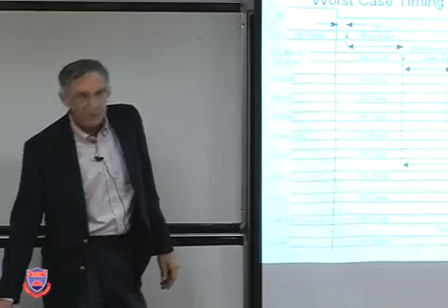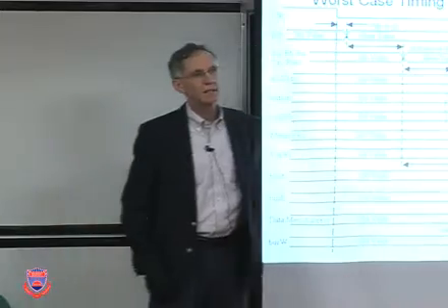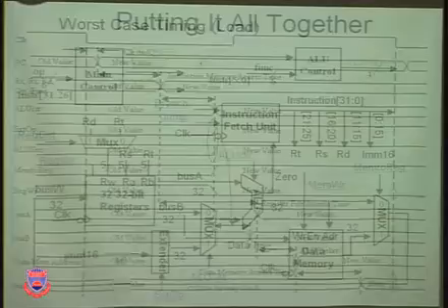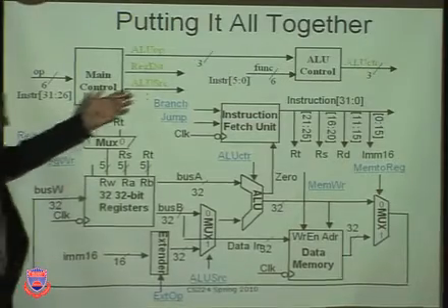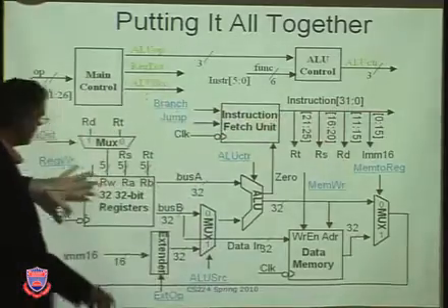Now what we're going to do is analyze the timing of this single cycle processor for the worst case instruction. The worst case instruction is the load instruction. If we go back real quick, you'll see why. Load requires us to fetch the instruction, bring it into its fields.